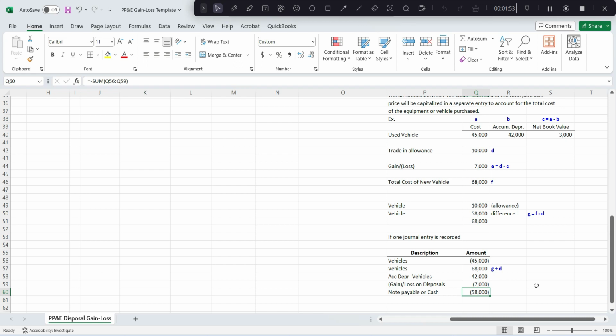So there's more legwork in this scenario, but this happens more often than you would think. I mean, with the way you trade in vehicles, they may not give you cash up front, so you have to know how to record this.